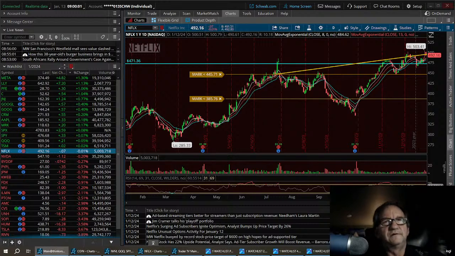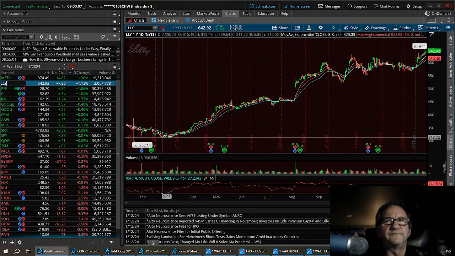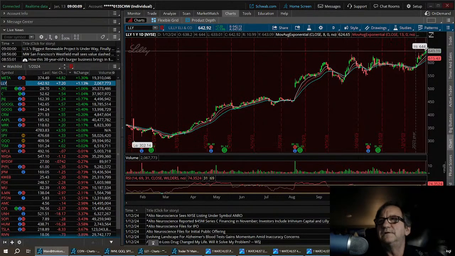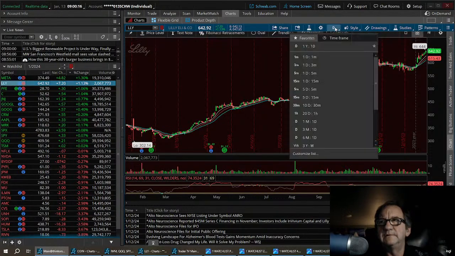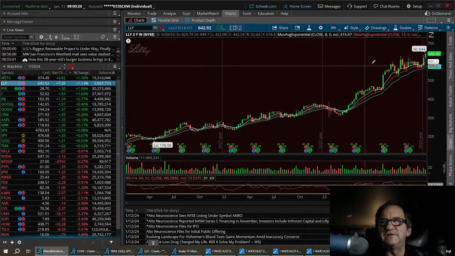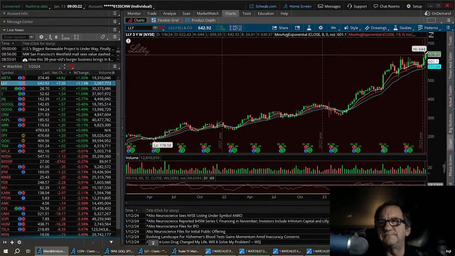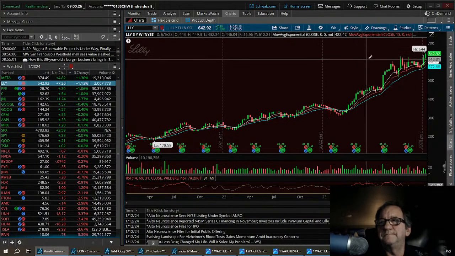Meta, Eli Lilly, I think is getting pumped too much. I really do. This thing went from $300 to $644 in 1 year. You've got to be kidding me. You look at the 3-year chart, it went from 178 all the way to 6 something. I'm not going to fall for it.